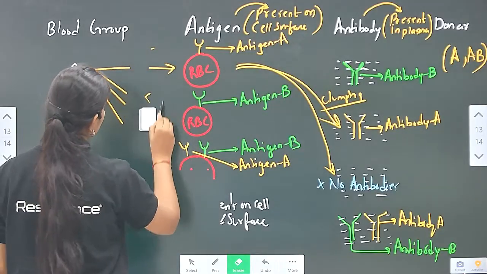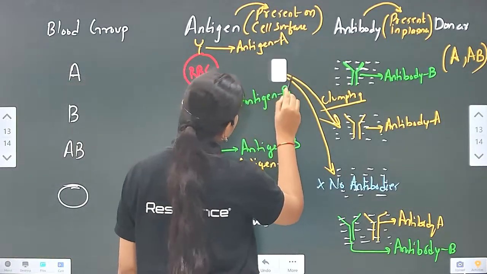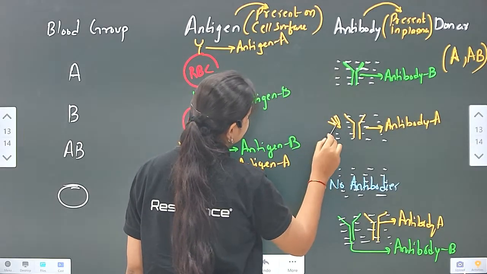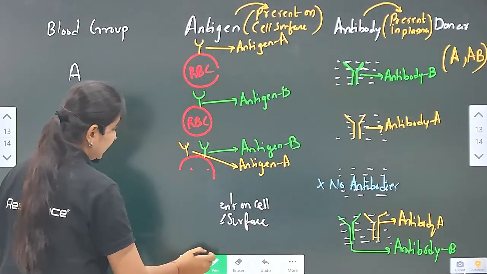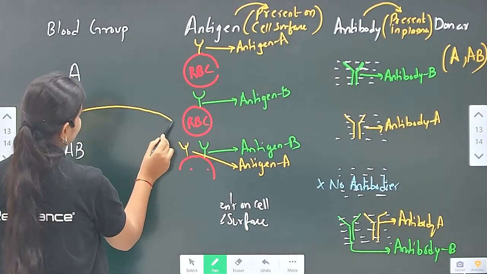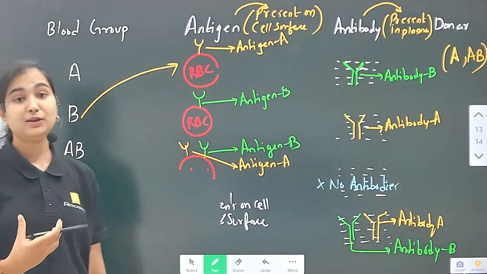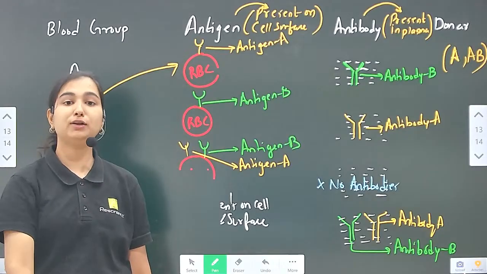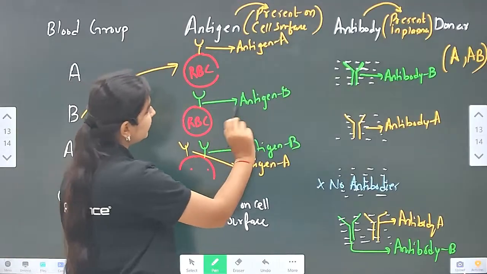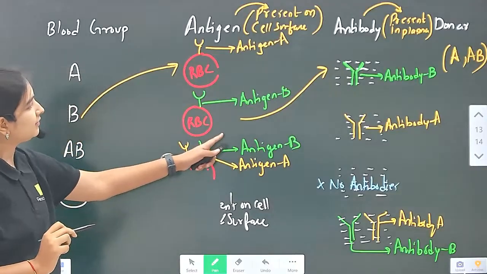The next blood group is the blood group B. Which antigen is present in the blood group B? Tell me which antigen is present. The antigen present in blood group B is the B antigen. Now can B donate to A? Can the B blood group donate the blood to A here? Now what is present on the cell surface? The antigen B. Now where will it be going? If it goes into the A, what is present? Here we have antigen B.